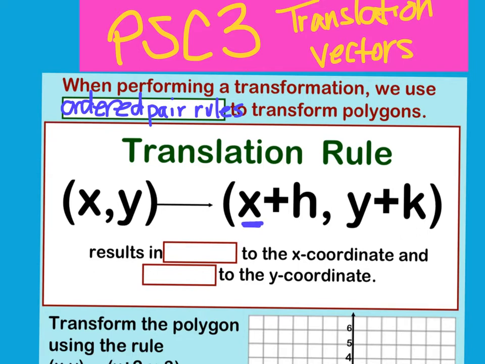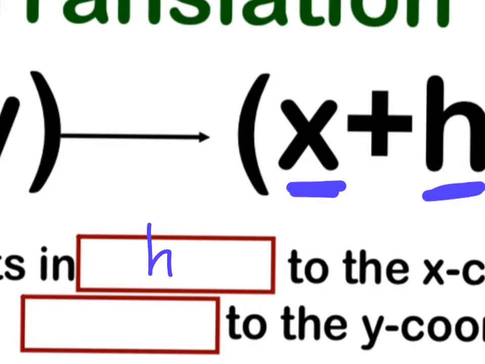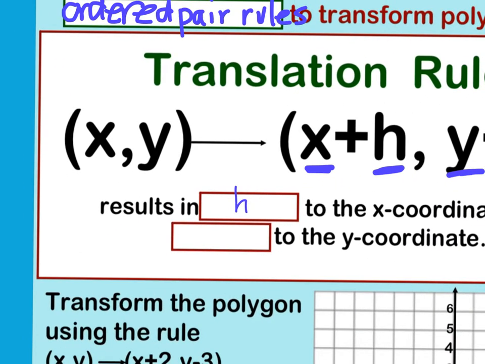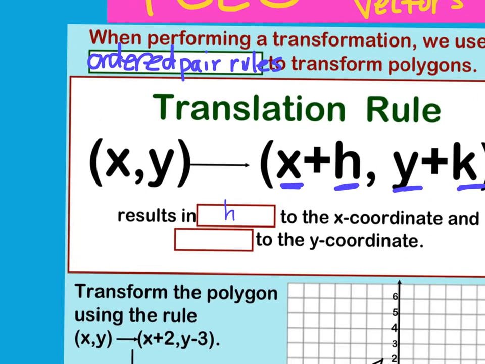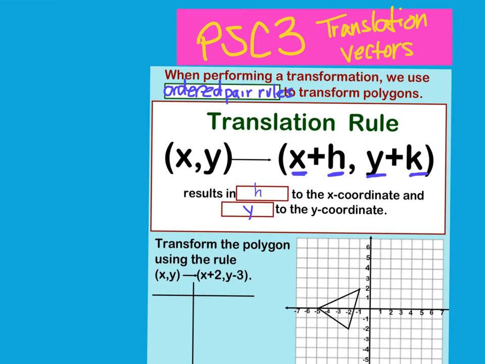You start with x, you're going to add a certain amount to the x value, which we'll call h, and you're going to add a certain amount to the y value, which you'll call k. So this means that you would add h to the x coordinate, and you'd add k to the y coordinate. Let's take a look at an example.